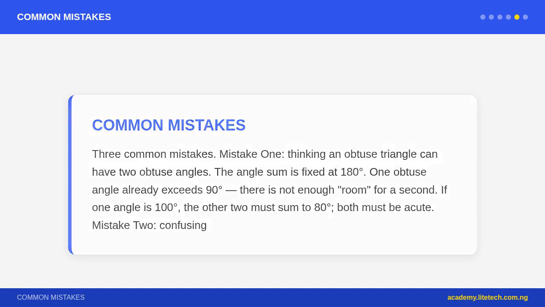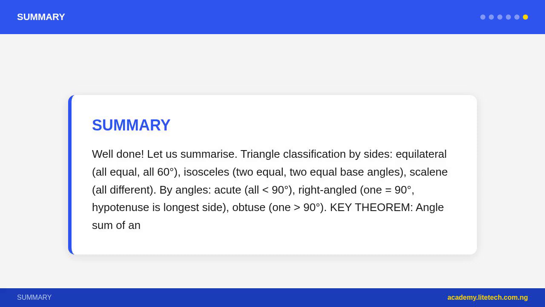Well done. Let us summarize. Triangle classification by sides: equilateral, all equal, all 60 degrees; isosceles, two equal base angles; scalene, all different. By angles: acute, all less than 90 degrees; right-angled, one equals 90 degrees, and the hypotenuse is the longer side; obtuse, one greater than 90 degrees. Key theorem: the angle sum of any triangle equals 180 degrees.